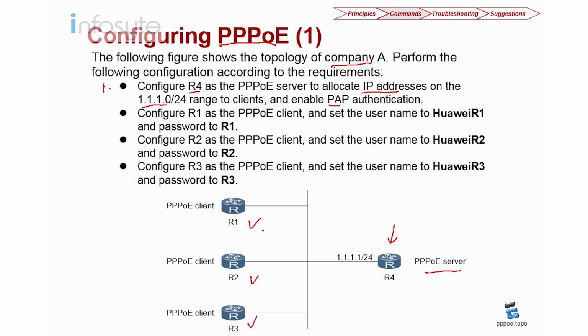Now because all these users are different users, so we are going to use a different username and password. So the password is R1 for user Huawei R1, that definitely will be on R1 here, and so on and so forth. So R2, password is R2, and Huawei R3, password is R3. So we need to configure the PPPoE server on R4, and I'm going to configure the R1 for PPPoE client. So let's jump to our lab and have a look on how to solve this issue.